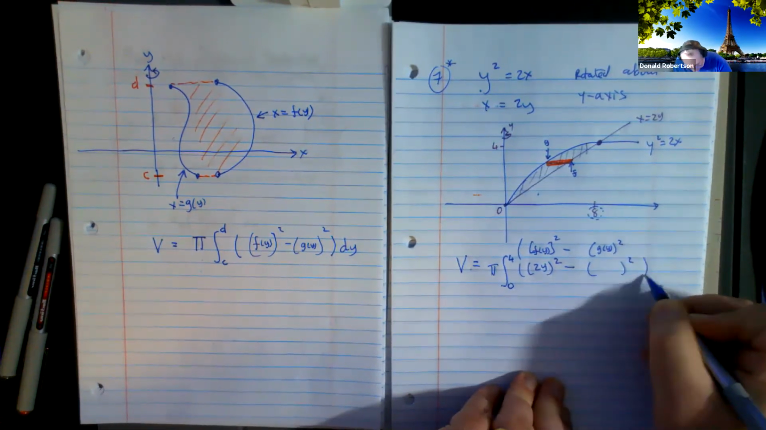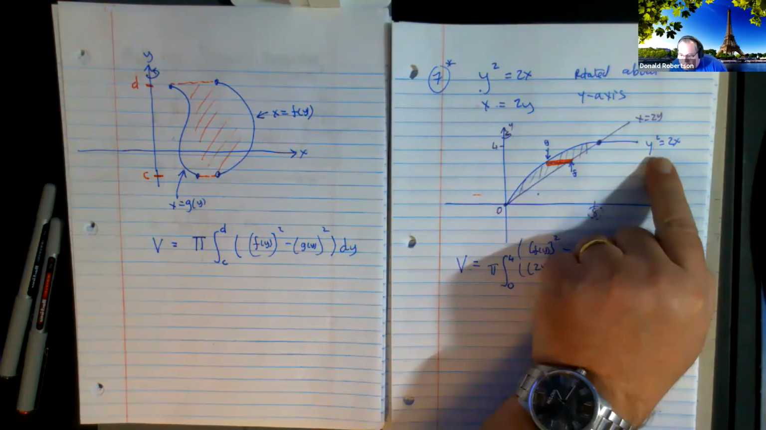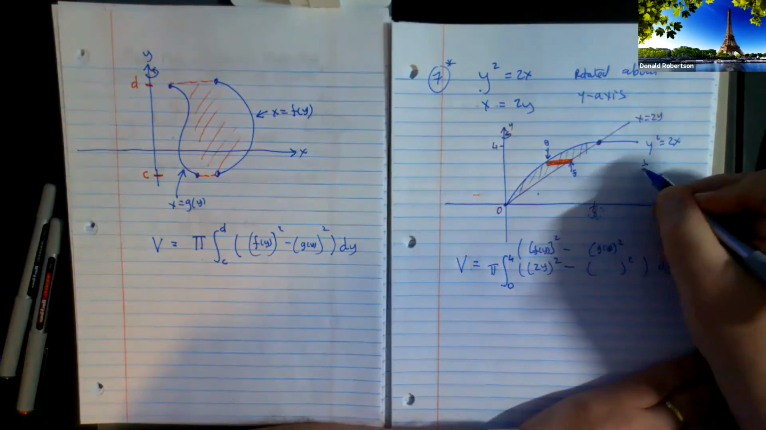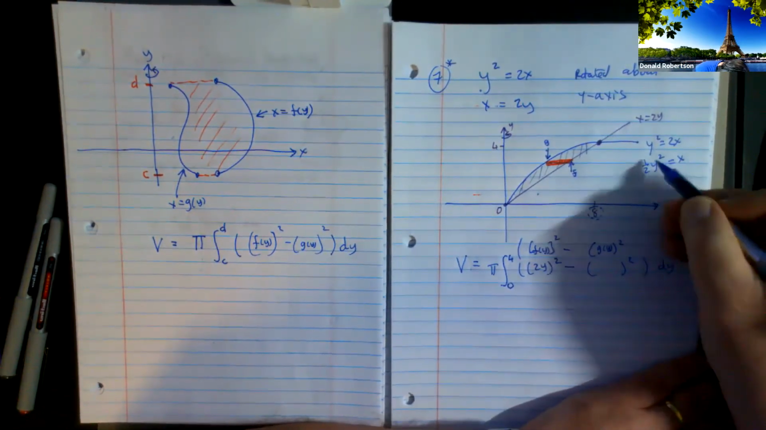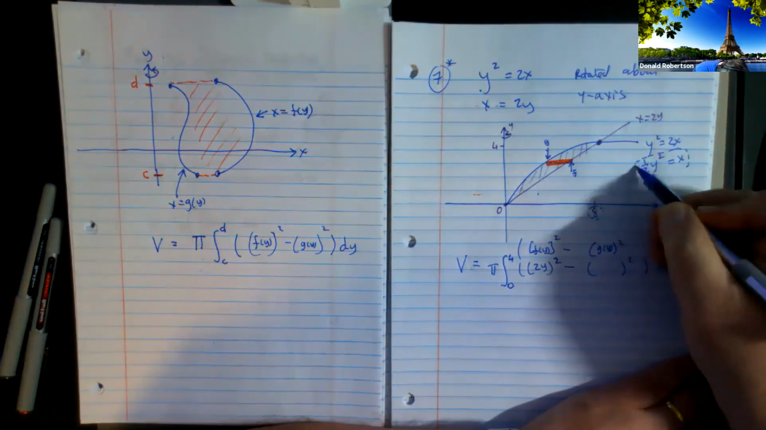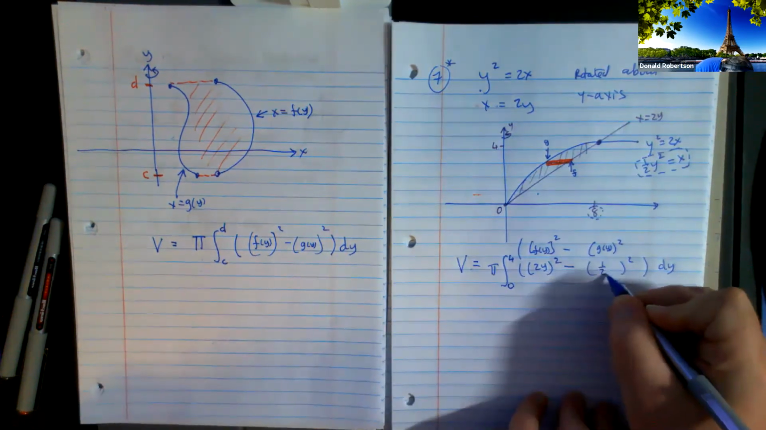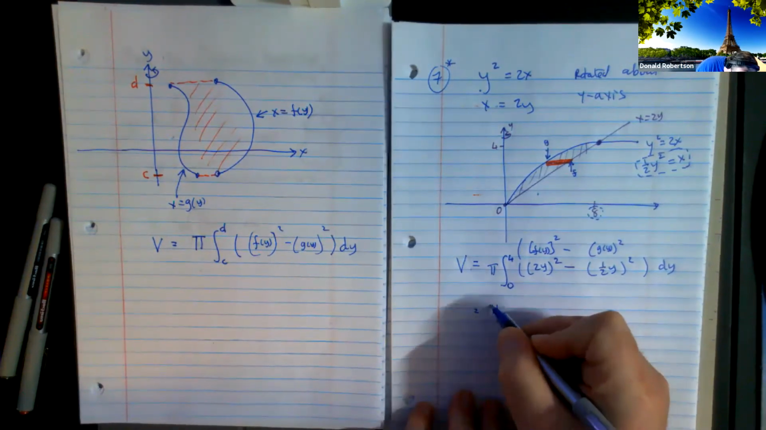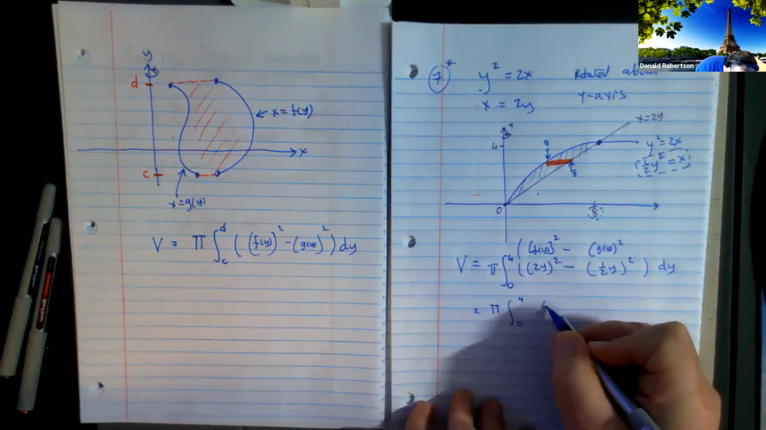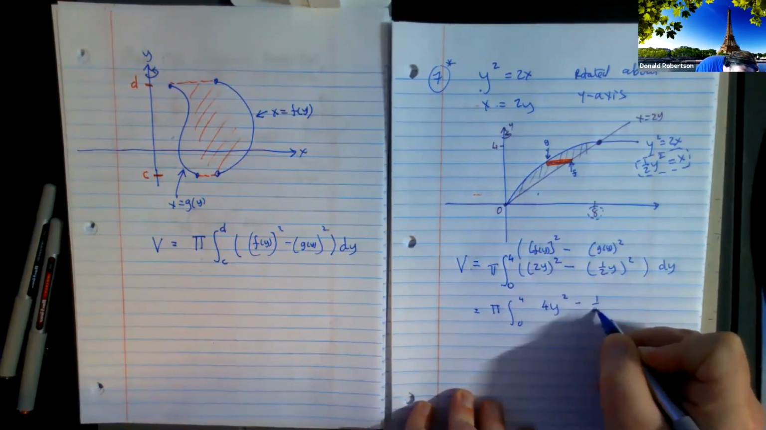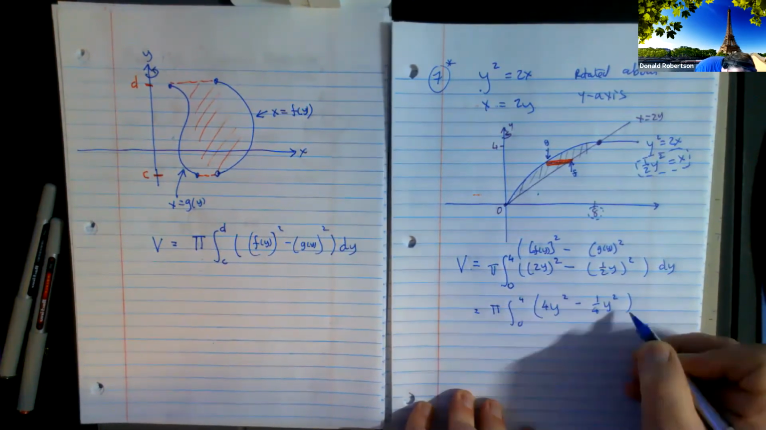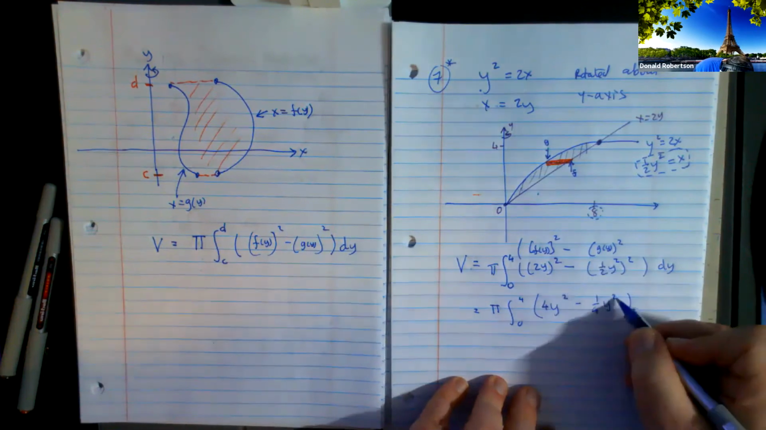But I have to be careful here. This equation was written in the form y squared equals 2x. If you need to, you may have to change one or both of your equations. Doesn't it have to be called x equals a function of y, not 2x equals a function of y? So that's why that's a half y squared. Now that becomes pi, the integral from 0 to 4, 4y squared, take away 1/4 y to the 4, that's better.